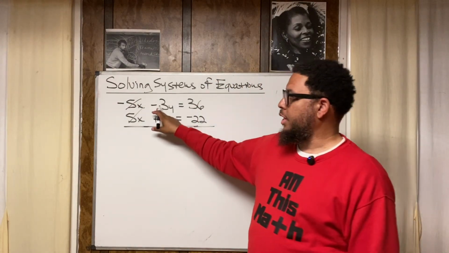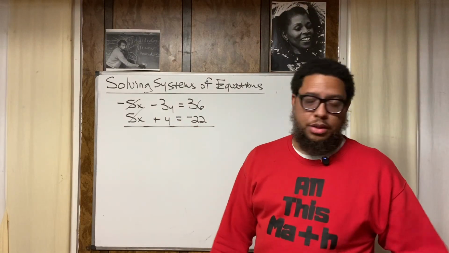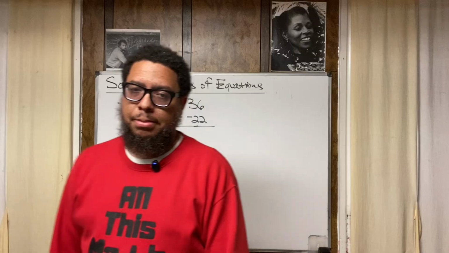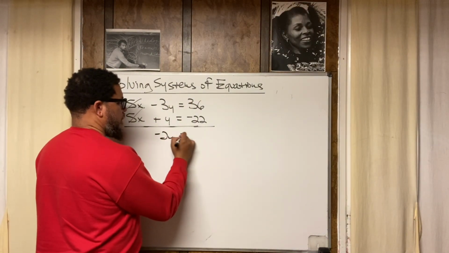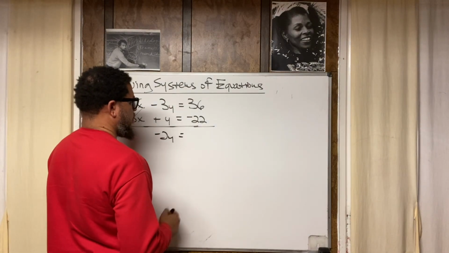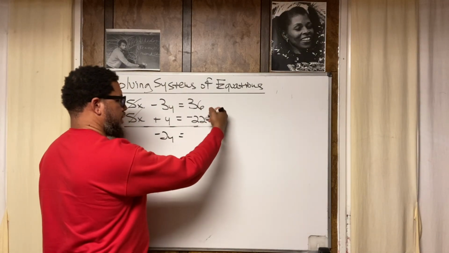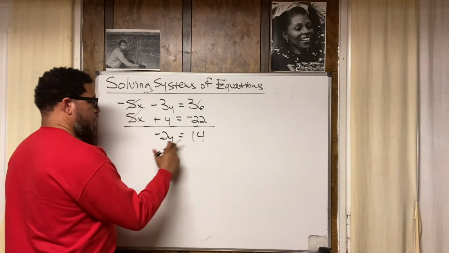So if I add these up, these are going to cancel out. And then I'm going to have negative 3y plus the invisible 1y. What's negative 3 plus 1? Negative 2. So we got negative 2y. And what's 36 plus negative 22? It's going to be 14. 14, right, because that's the same thing as saying 36 minus 22. So we got negative 2y is equal to 14.